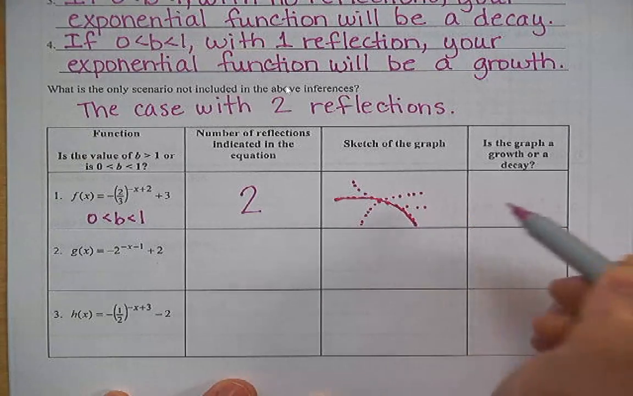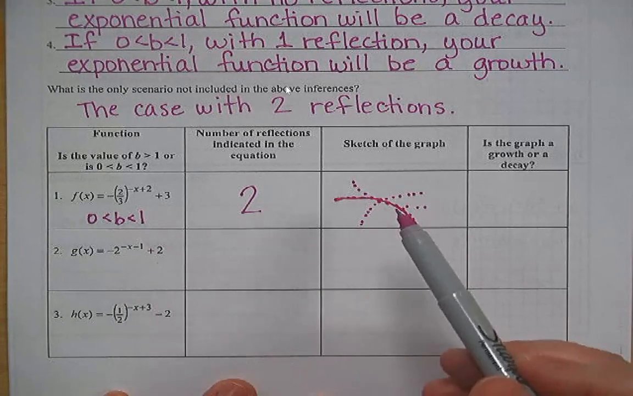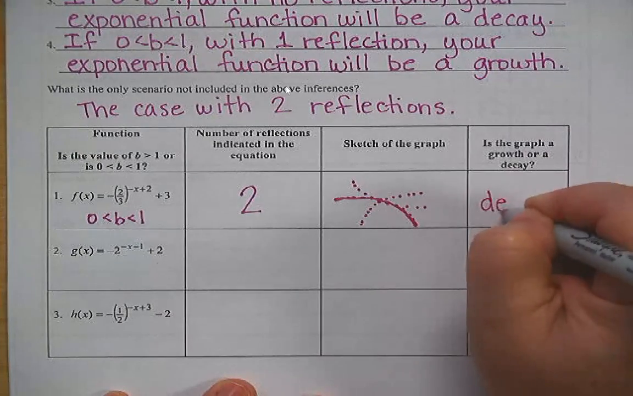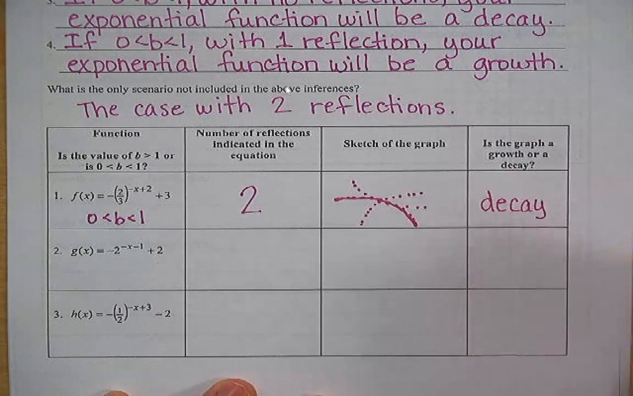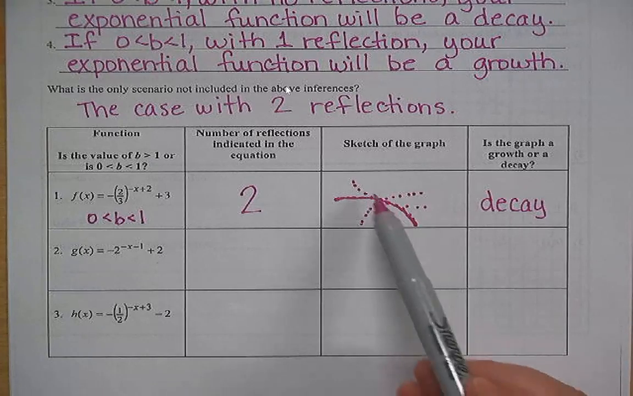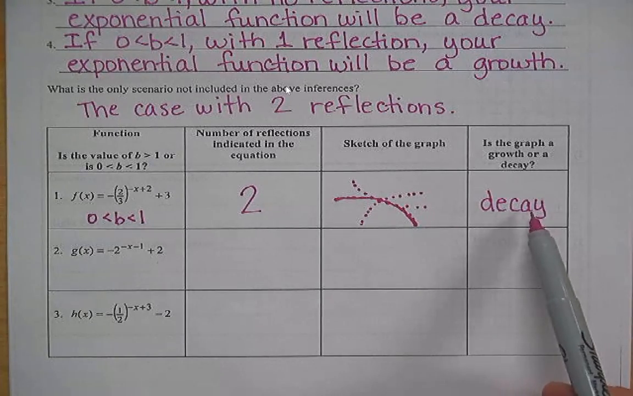And so the decay with one reflection becomes a growth. With another reflection, it becomes another decay. And that makes perfect sense. If you flip it once and it changes, you flip it again, it's going to change back to, and it's still not going to look like the original because it's being flipped across a different axis, but it will be a decay.